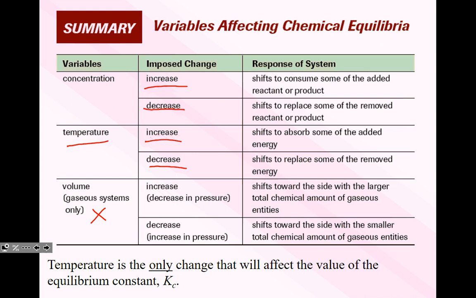And for volume, this is only with gases, an increase in volume or a decrease in pressure shifts toward the side with the larger total chemical amount of gaseous entities. Chemical amount is number of moles. And we look at our coefficients for that. And a decrease in volume or an increase in pressure shifts towards the side with the smaller total chemical amount. Remember, that's number of moles. Temperature, again, is the only change that will affect the value of the equilibrium constant.